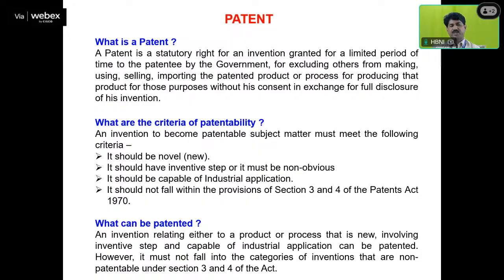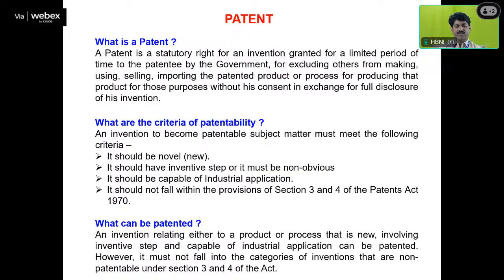It should be capable of some industrial application. Whenever we are going for a product or a process, it should have some end use or other end applications. Without these end or industrial applications, the application for a patent will not be accepted. And also, it should not fall within the provisions of Section 3 and Section 4 of the Patents Act 1970. We'll discuss more details about Sections 3 and 4 of that Act.